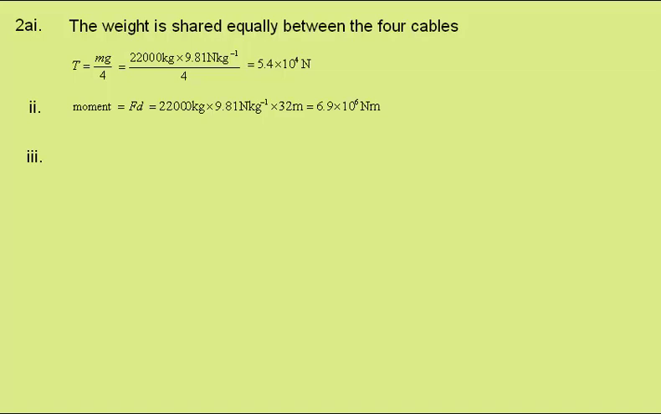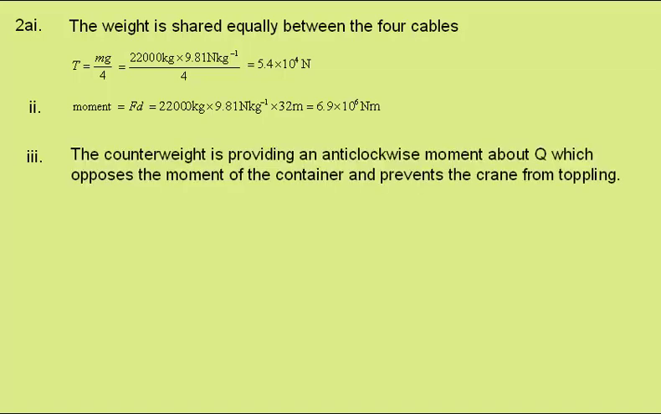In part 3, we need to describe and explain a feature of the crane which prevents it from toppling over when lifting a container. Well, the counterweight is providing an anti-clockwise moment about Q. This opposes the moment of the container and prevents the crane from toppling.